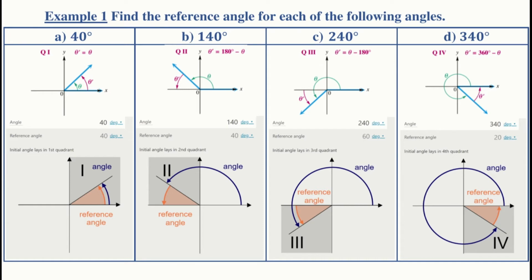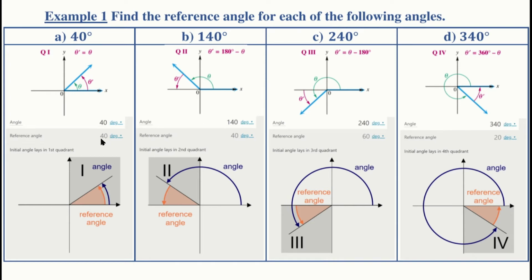Okay, for our first example, we're going to find some reference angles for these four angles. Notice that a 40-degree angle is a first quadrant angle, so of course the smallest angle, which we call the reference angle, which the terminal side makes with the x-axis, is going to be the angle itself. So in the case of a 40-degree angle, which is depicted here, notice that the reference angle is 40 as well.